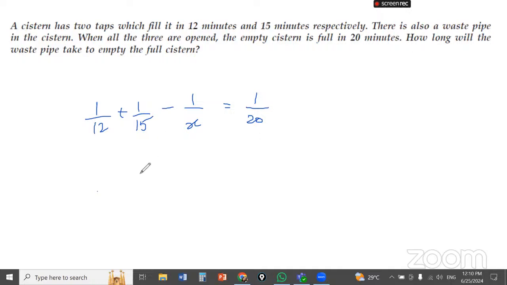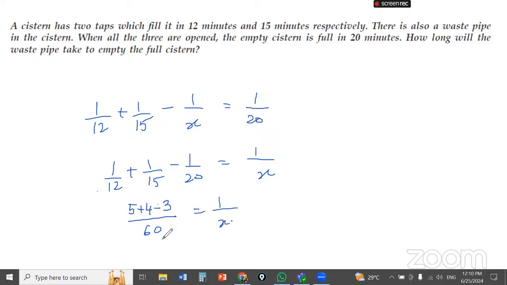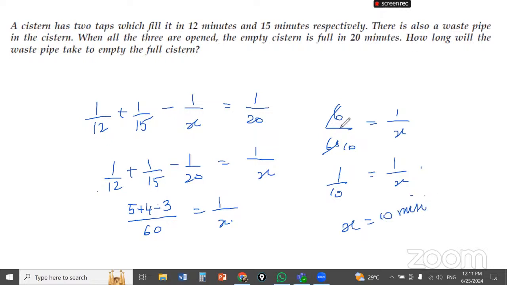So 1 by x is nothing but just that. We take 60 as the LCM. So this is 5 plus 4 minus 3. So you get it as 6 upon 60. That's equal to 1 by x. So x is 10 minutes. So this outlet pipe can empty the tank in 10 minutes.